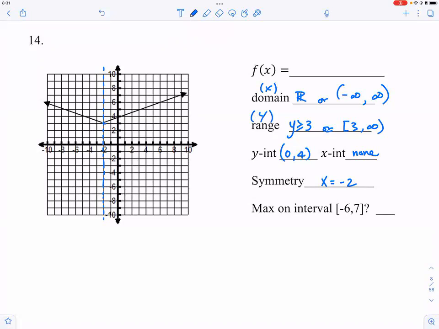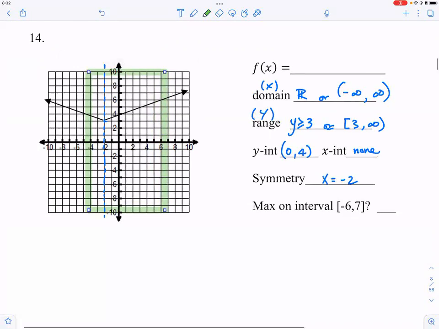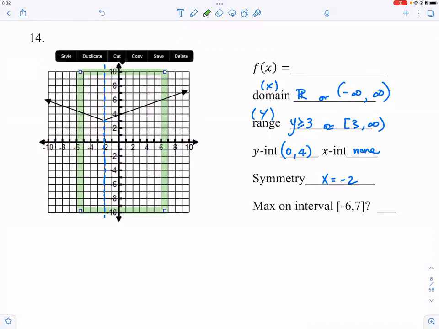X equals -2. Okay, what's the maximum on the interval from -6 to 7? So what is it asking? This was one of the questions that a lot of students were asking back when we were talking about the materials, the early part of the semester. So we're asking that this is the frame of reference. We're saying that if you look at this frame right here, what is the maximum y value in this frame?